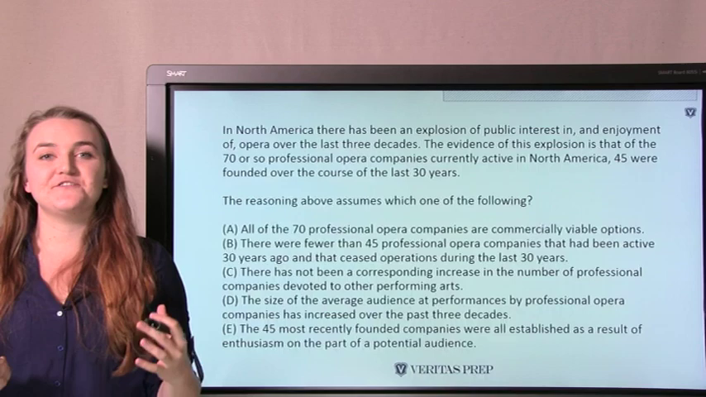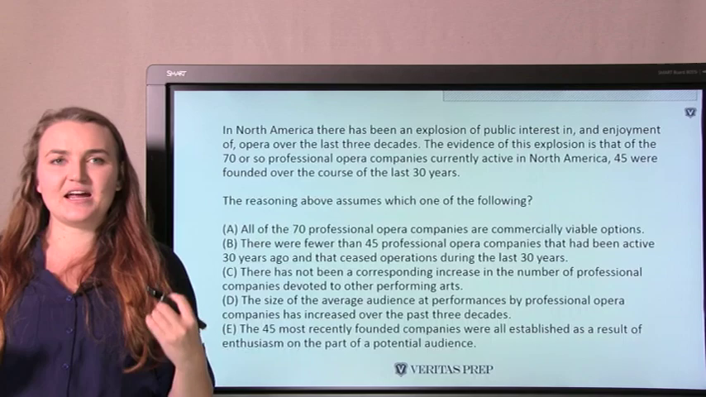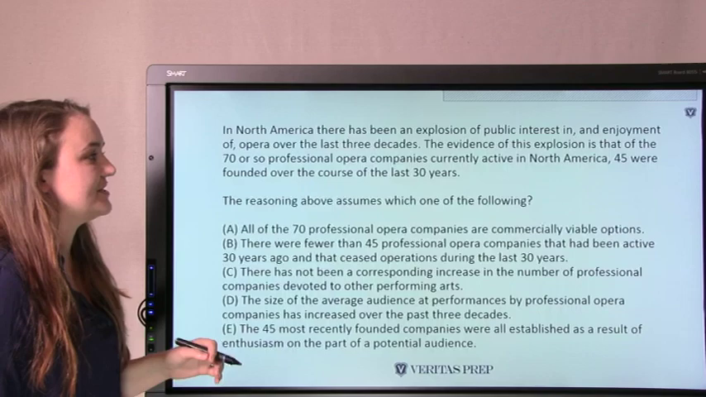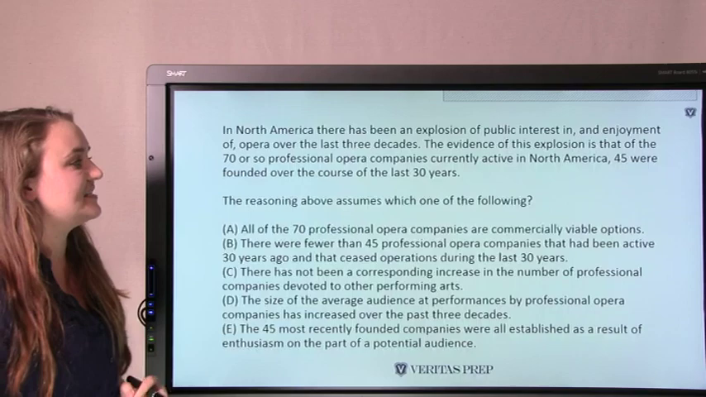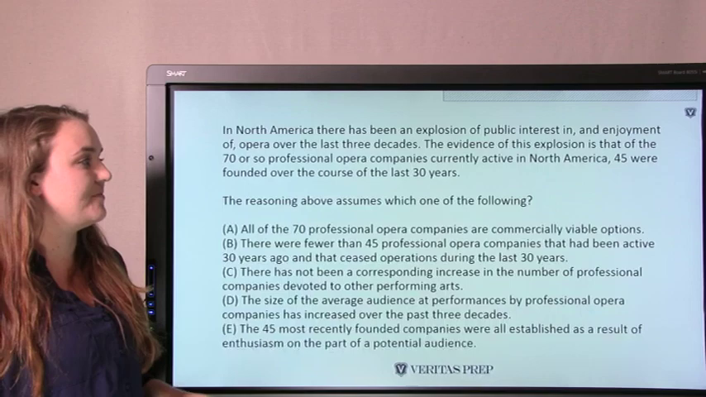identifying the conclusion, identifying the primary premise, or evidence behind that conclusion, and thinking about where's the gap. So in North America, there's been an explosion of public interest in and enjoyment of opera over the last three decades. The evidence of this explosion is that of the 70 or so professional opera companies currently active in North America, 45 were founded over the course of the last 30 years.